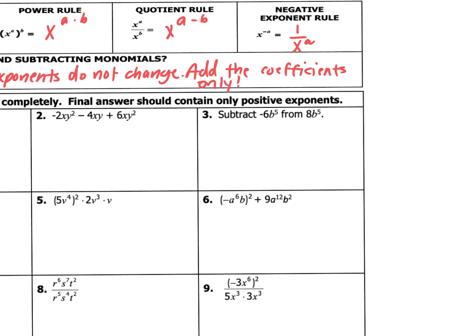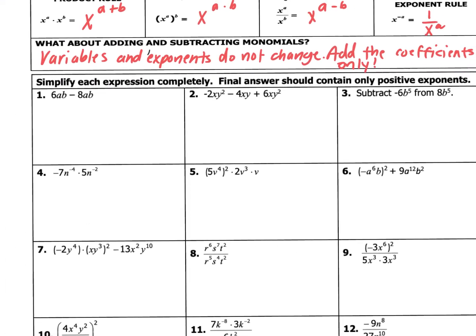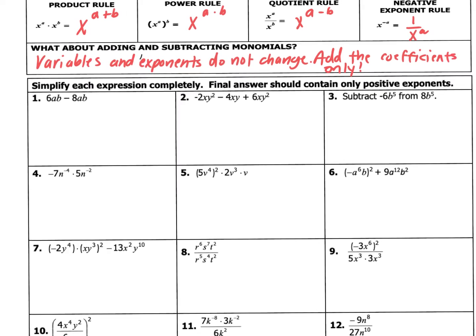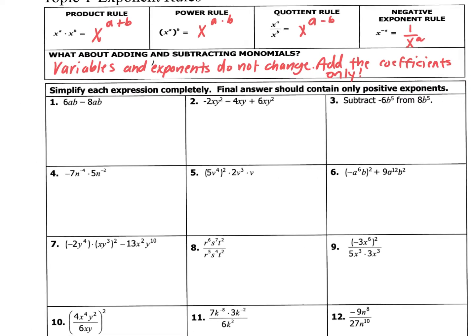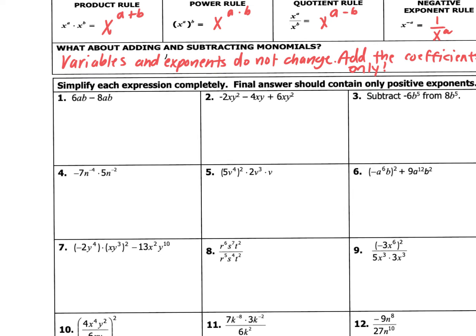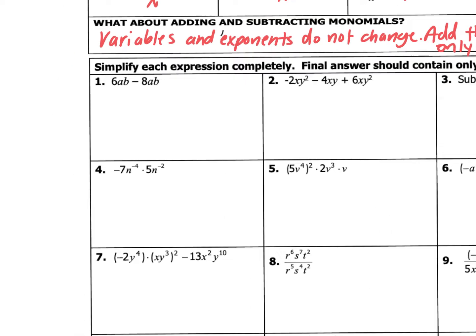Okay, so here we go. Simplify each expression completely. Final answer should contain only positive exponents. So if you got a negative exponent, you're not done. All right, here we go.